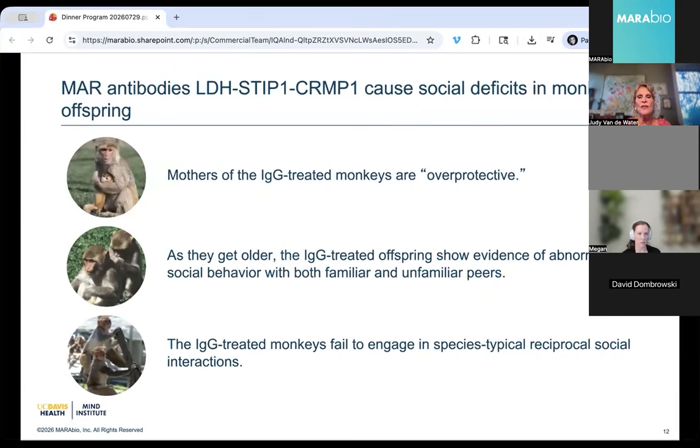So I think one of the things that we saw in our passive transfer in monkeys is the mothers of the IgG treated were overprotective, which is also going to impact their social development. As they aged, the IgG treated offspring, exposed offspring, showed evidence of abnormal social behaviors with both familiar and unfamiliar pairs, because they're pair raised in familiar dyads. And then the IgG treated animals failed to engage in species typical reciprocal social interactions, meaning whatever they were projecting definitely was not received as a typical social interaction by their peers.